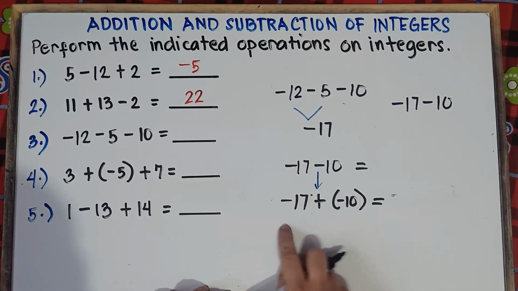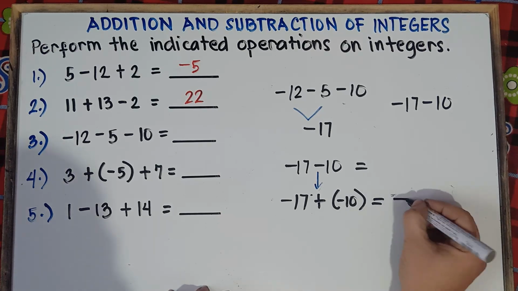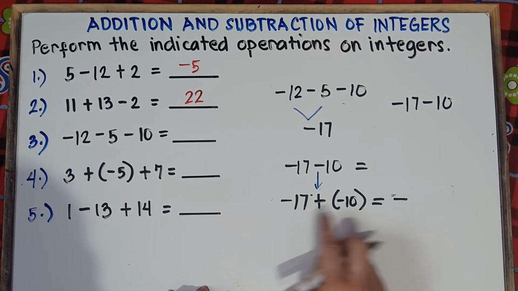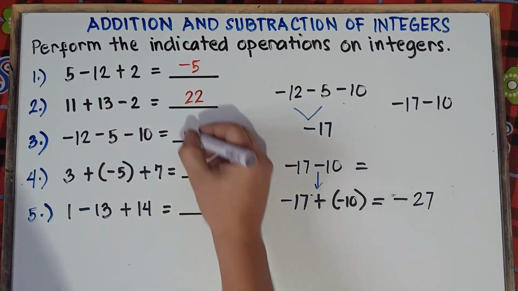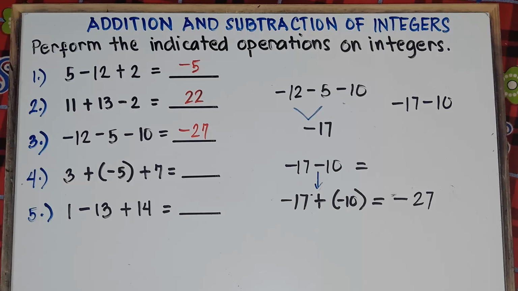Alright, and then go back to the rules in adding integers. If they have the same sign, simply copy the sign and then add the numbers. 17 plus 10, that would be 27. So therefore, the answer with regards to example number 3 would be negative 27. And then you're all set.